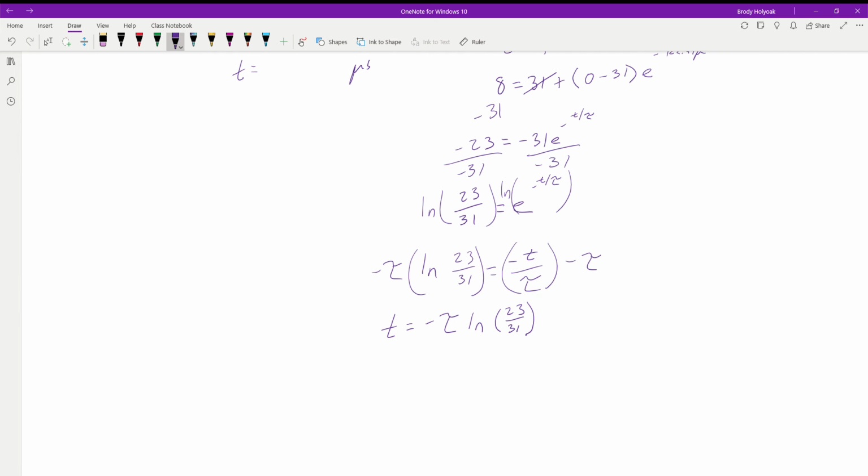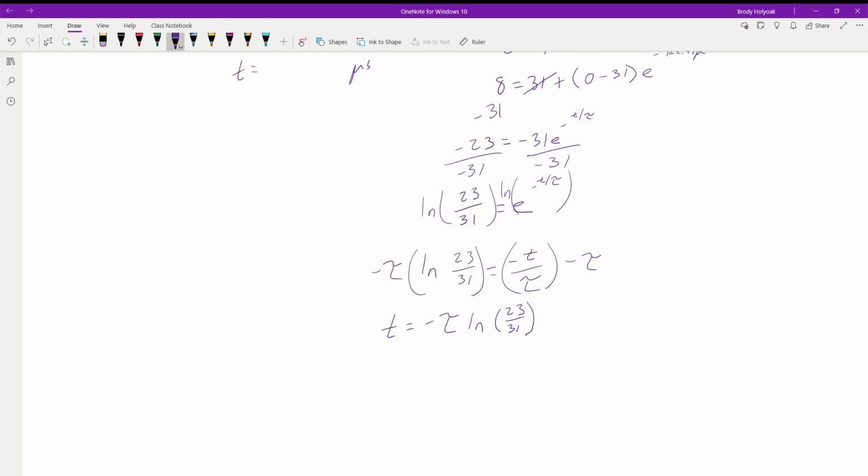Now the reason I left 23 over 31 is because it gives us a decimal, and when we use the natural log, if we have more of that decimal in there, it will give us a more accurate value. So that's why I just left it in that format instead of converting it to the number. Then I let the calculator do it, and then I don't lose any data.